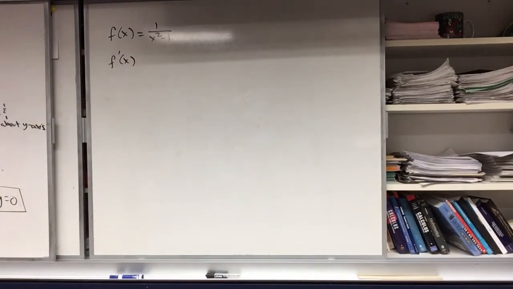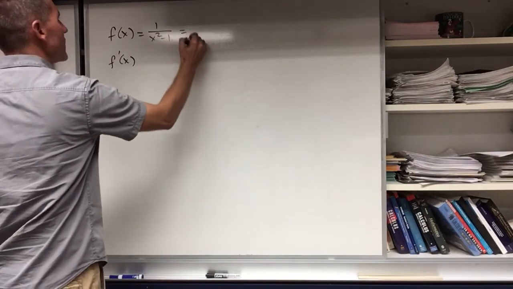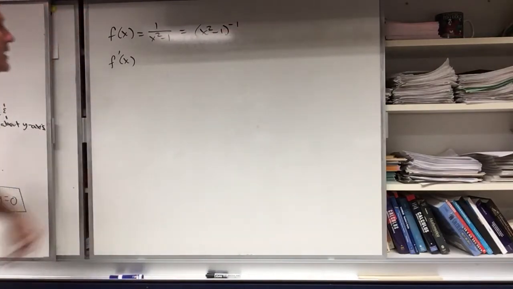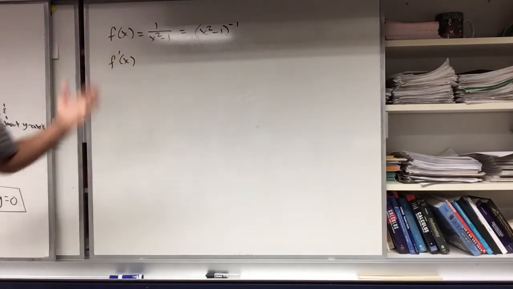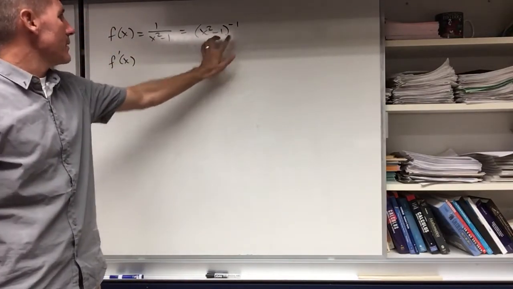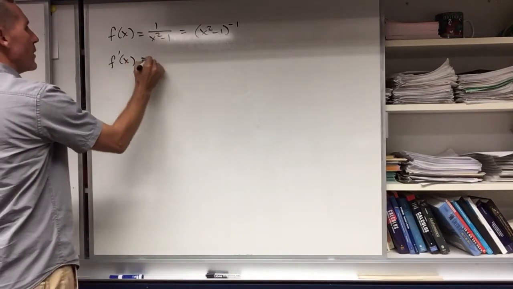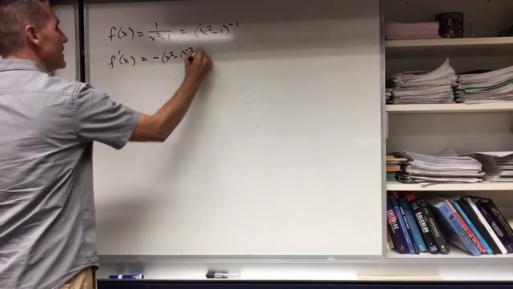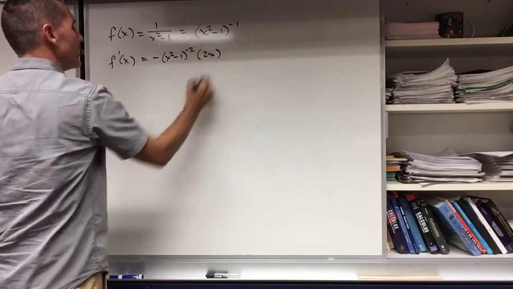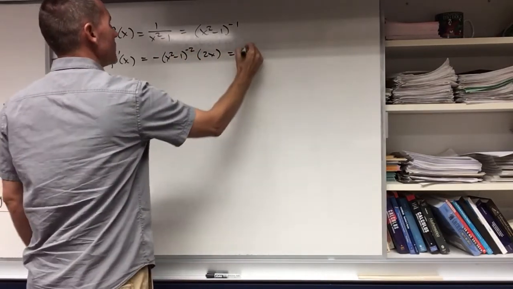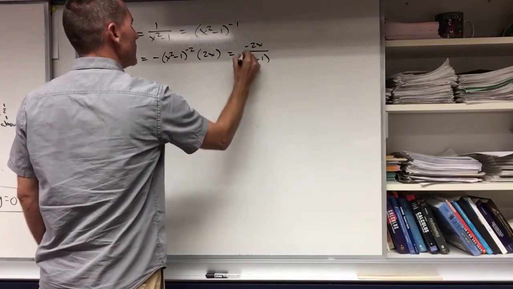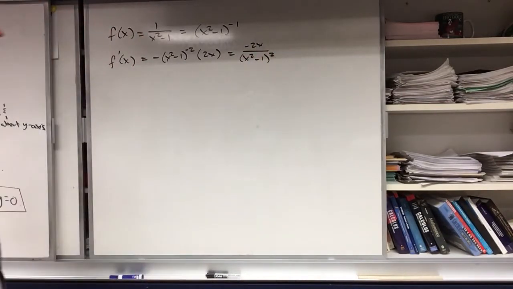And so when we do that, depending on how you think of this, some people might call this x squared minus 1 to the -1st power. Some people might leave it like that and use a quotient rule. I tend to think about it like this. So let's go ahead and use that. So f prime of x is equal to negative x squared minus 1 to the -2nd times 2x, okay? Which could be simplified down to -2x over x squared minus 1 quantity squared.